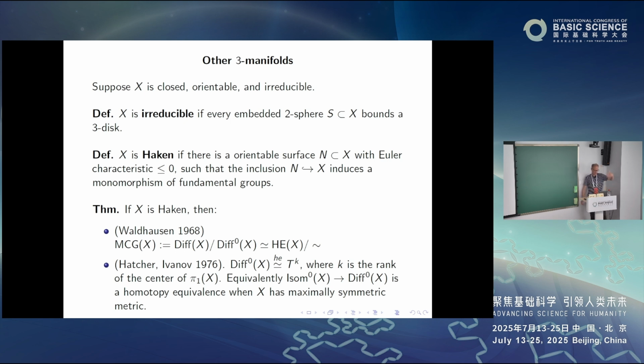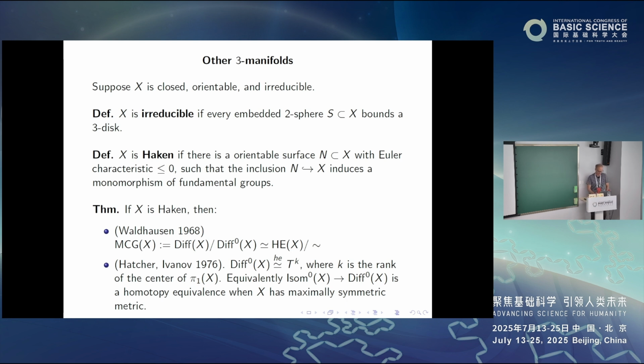The idea is that if you have such a surface, then you cut the manifold open, the pieces you end up with also have incompressible surfaces, and you can keep cutting, and this gives rise to a hierarchy that you can use for induction arguments. Okay, so if you have X Haken, then the mapping class group, by the theorem of Waldhausen, that's the quotient, the group of isotopy classes of diffeomorphisms, is isomorphic to the group of homotopy equivalences of X to itself up to homotopy.